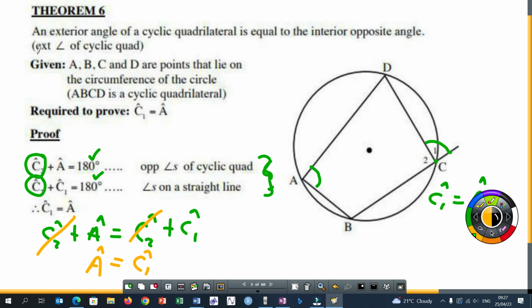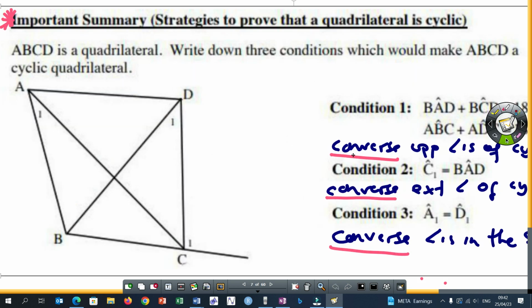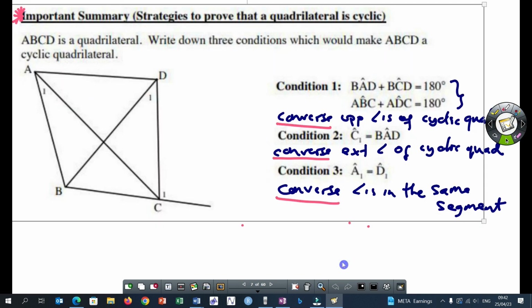And the acceptable reason, you just write exterior angle of cyclic quad. Okay? Make sure you pay attention because this part causes lots of problems.